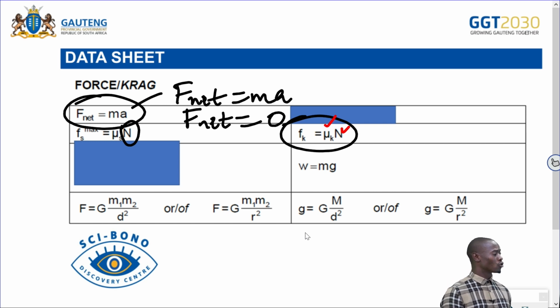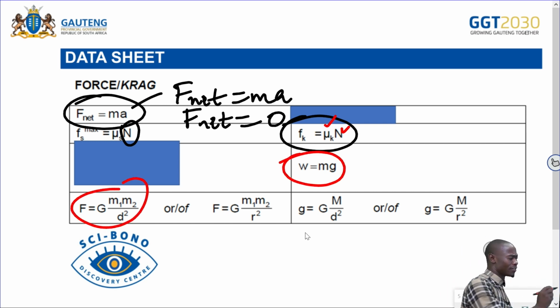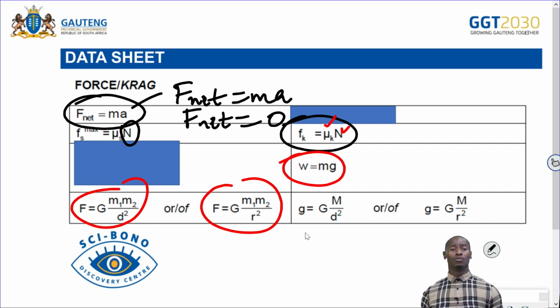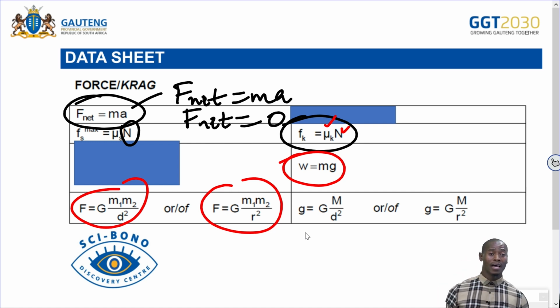So and also calculating weight. We'll deal more with these equations next week when we are dealing with Newton's law of universal gravitation. So these are important formulae when it comes to your Newton's laws, especially application of Newton's first law and also Newton's second law, right?